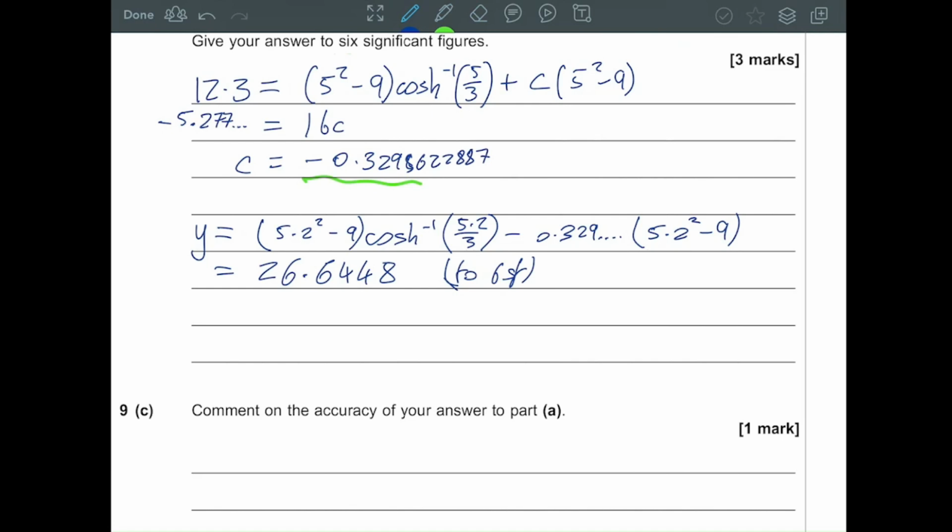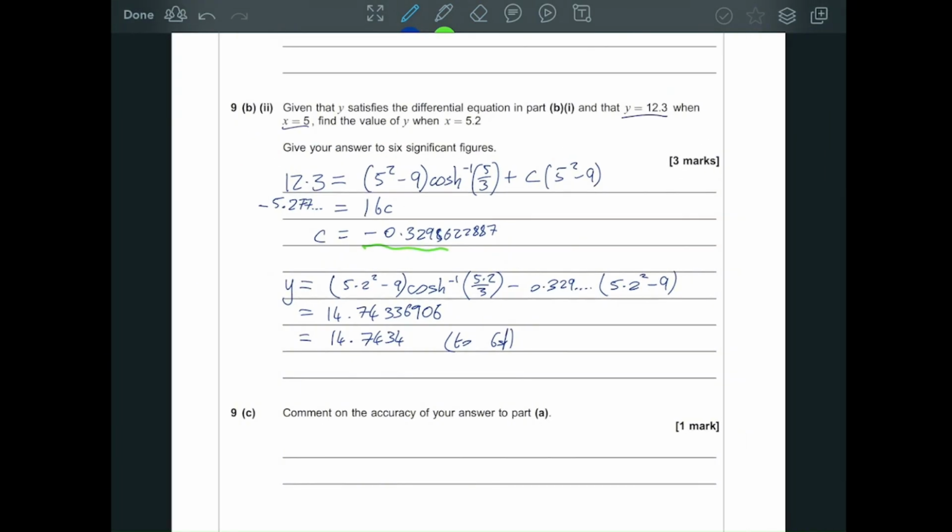So now I want to write in my new line with the cosh inverse of 5.2 over 3. And now I'm adding answer times 5.2 squared minus 9. And that is a much more sensible looking answer. Okay, that's giving me 14.74336906, which the question wanted to 6 significant figures.